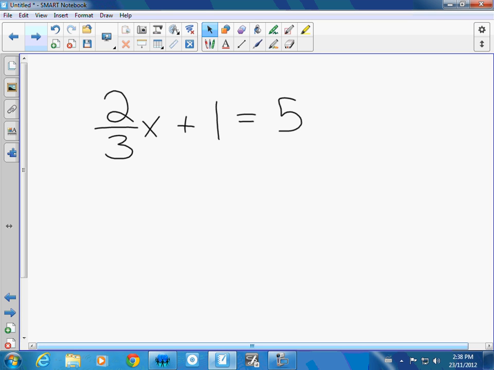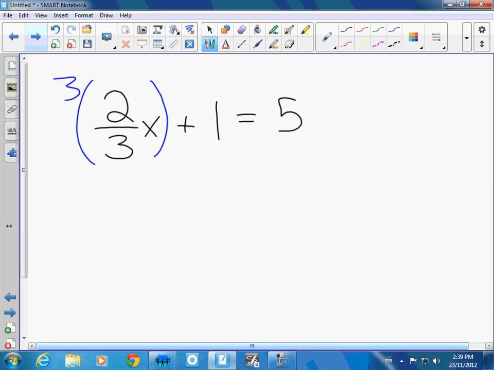I want to show you something. Look at the 2/3. Is there anything I could multiply that 2/3 by that would get rid of the denominator? 3. Okay. So here we go. I'm going to put brackets around this guy, and I'm going to multiply it by 3. And again, why am I putting it on the top left instead of the right? So it doesn't look like an exponent.